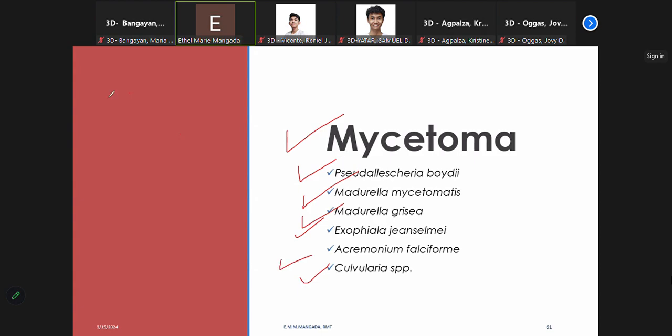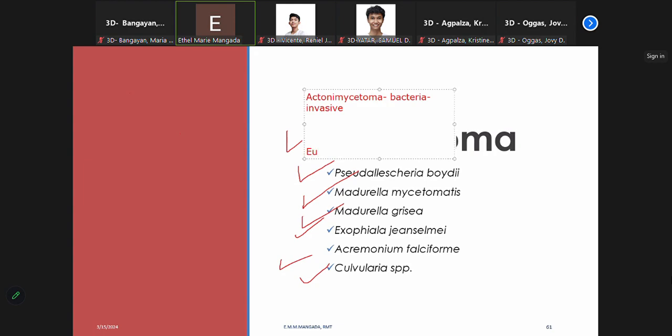Adding note, tatandaan natin, meron ding mycetoma sa bacteriology, right? We have your actinomycetes causing your mycetoma. Okay? This is of course caused by your bacteria, right? Your actinomycetes. Okay? And usually mas invasive po ito kesa sa mycetoma na kinukuha nitong mga fungi natin. We also call it your mycetoma. Okay, or sometimes called as Madura foot or yung Madura mycosis natin.